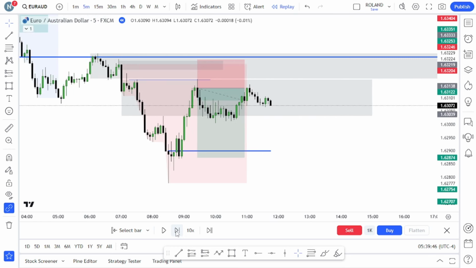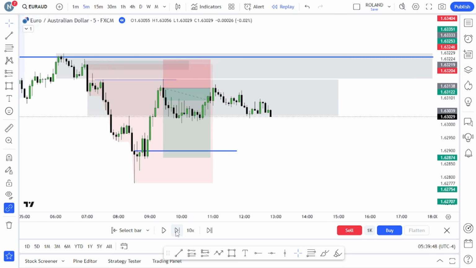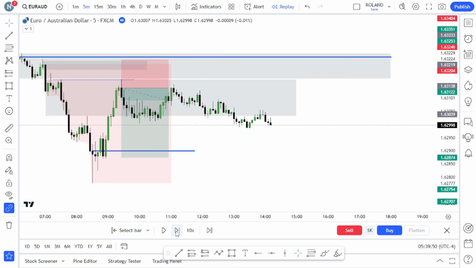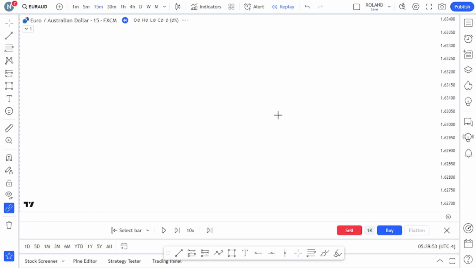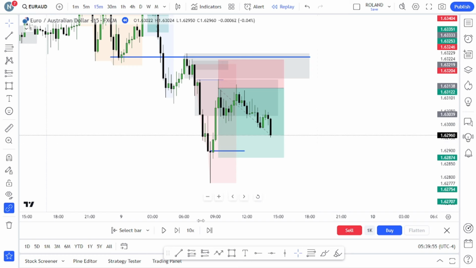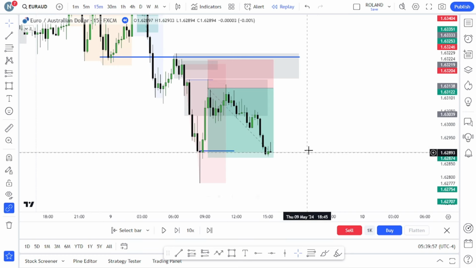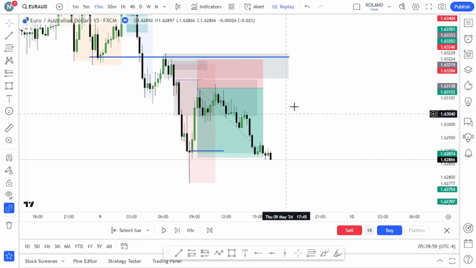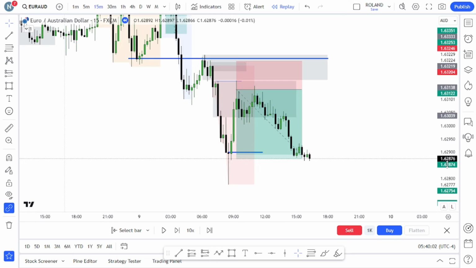Price is ranging stupidly. Let's play it from 5 minutes, 15 minutes, so I can get there really fast. All right, so that got hit, right? Now I want to show you another instance.